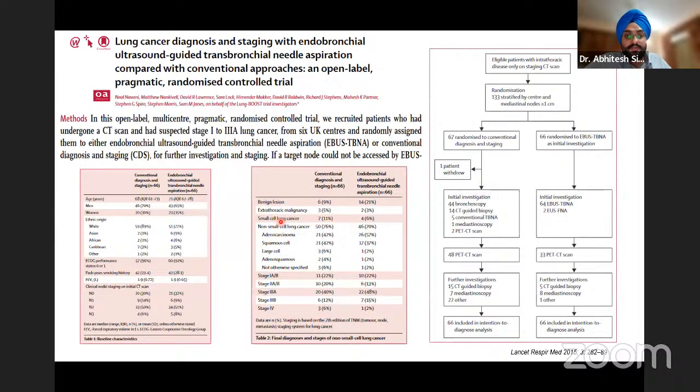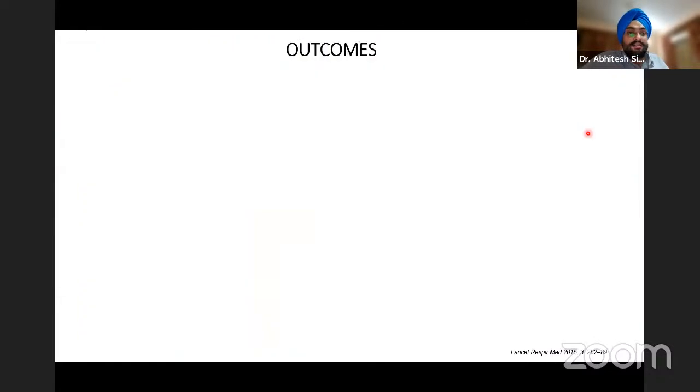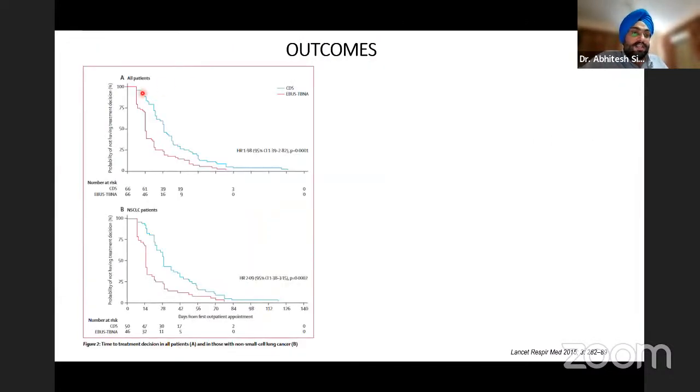So this was a randomized controlled trial published in 2015 in the Lancet. In this, they randomized the two arms based on the CT staging into either a conventional diagnosis and staging or EBUS TBNA.